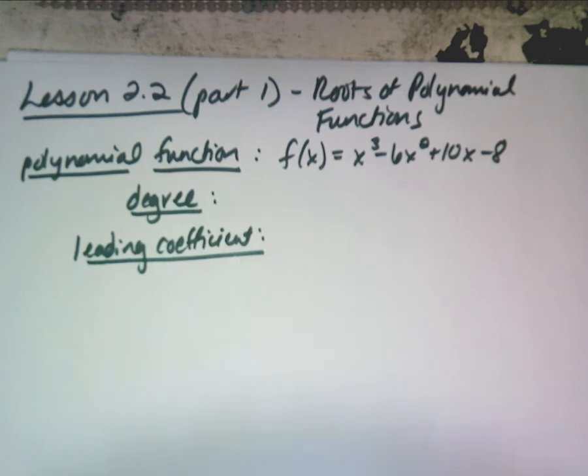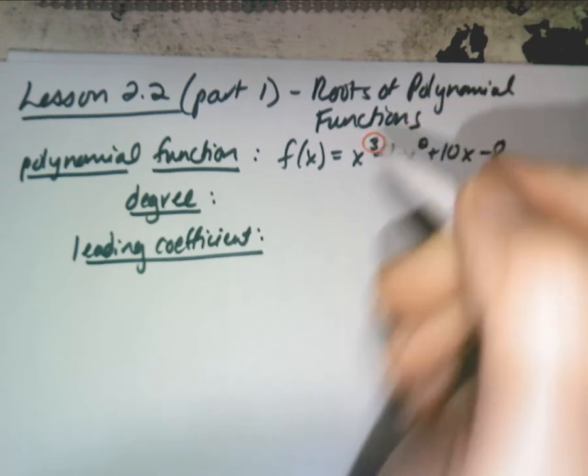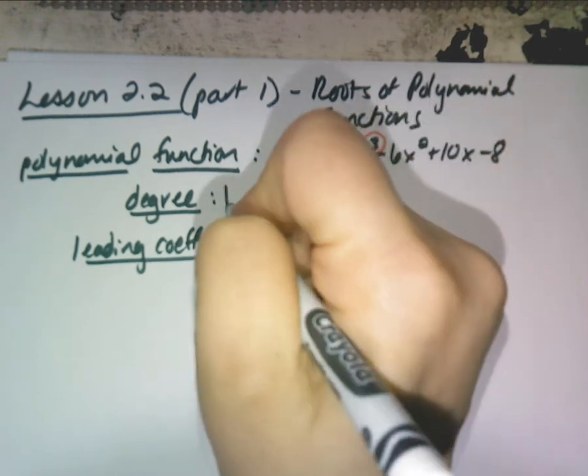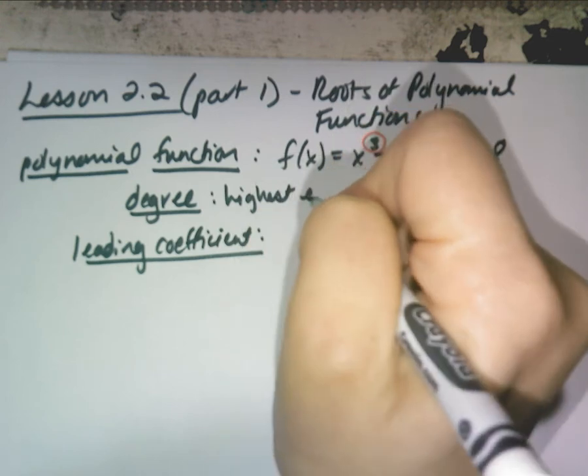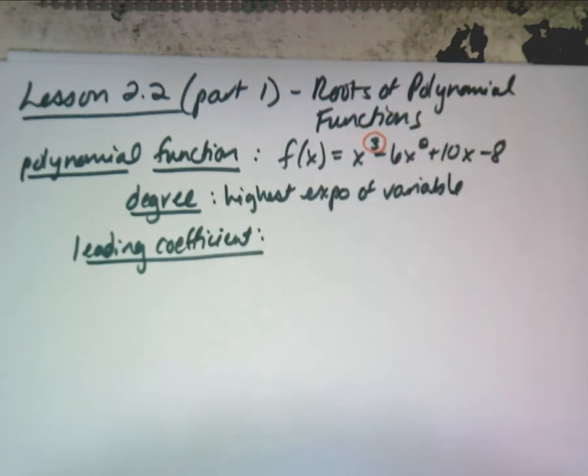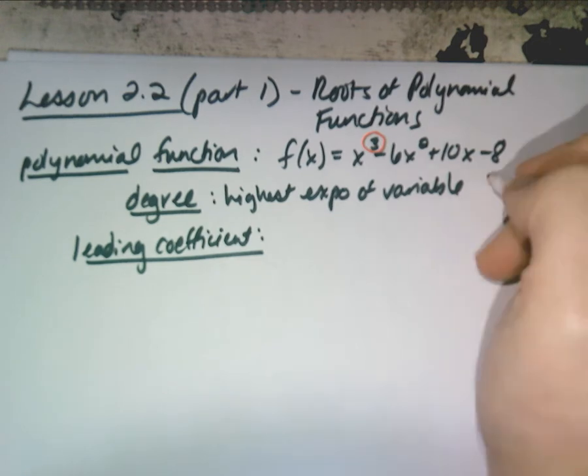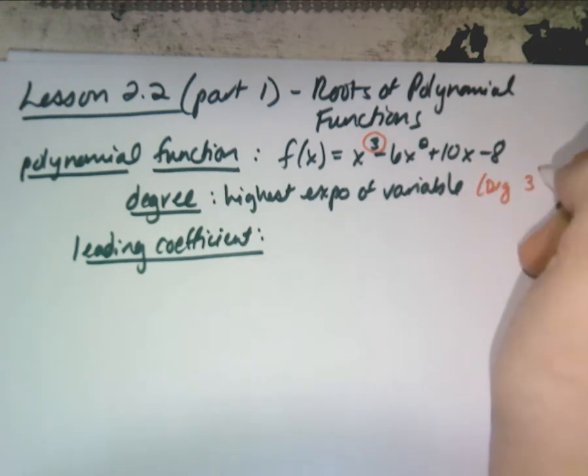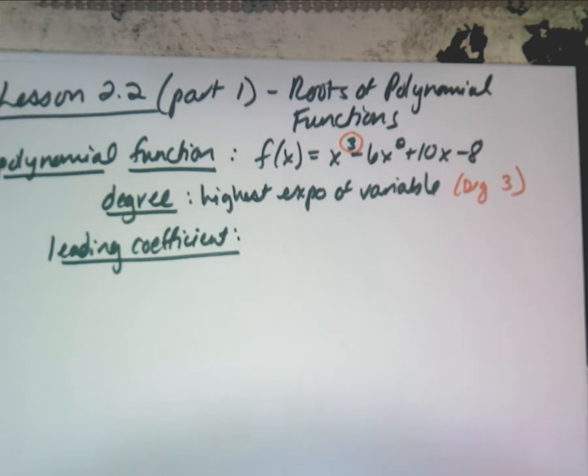What's the degree of this polynomial that I just did up here? 3. Why 3? It's the highest exponent of your variable, okay? So your degree is the highest exponent of the variable. So we have a degree 3 polynomial up here. Very important to know, because we know what degree 3 polynomials look like, and that actually helps us.